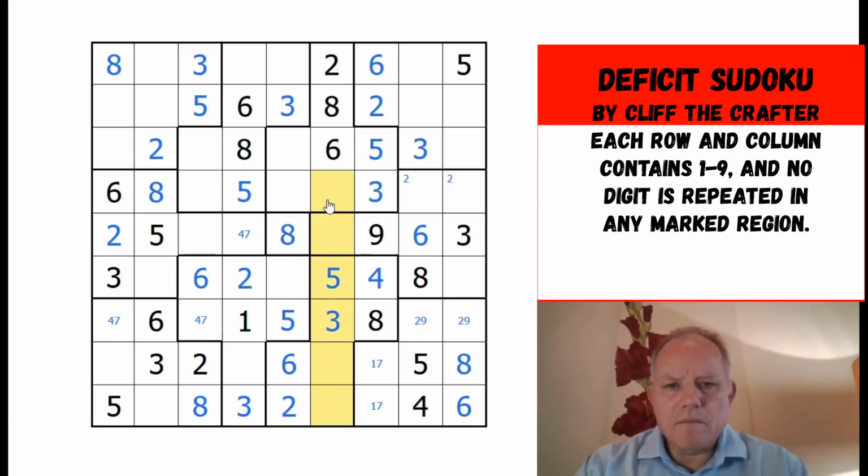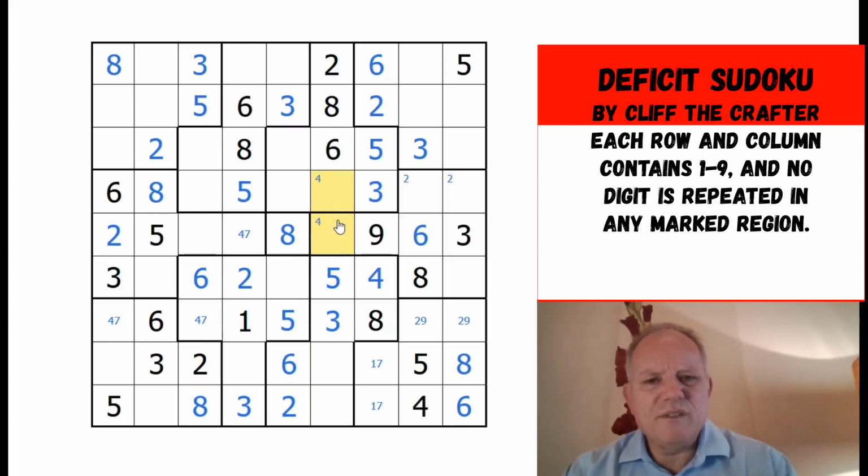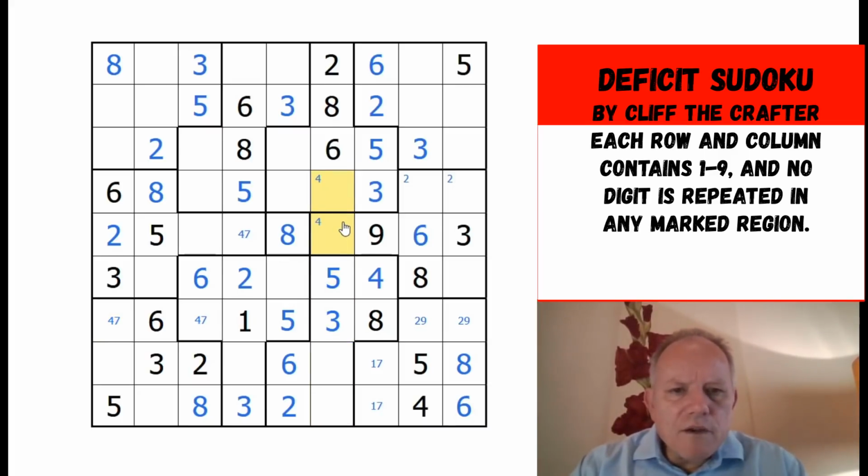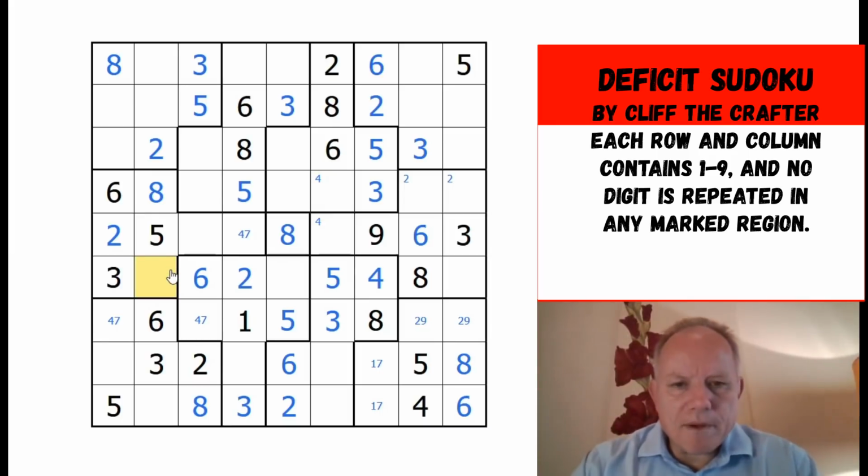4 in this column has to be in one of those 2. Do I know which box doesn't have a 4 in? Which region? No, I don't. And I should stop trying to find out, because that's probably not going to come naturally. I want a 9 to be there, but do I know anything about 9s? Right, 1 9 is there.